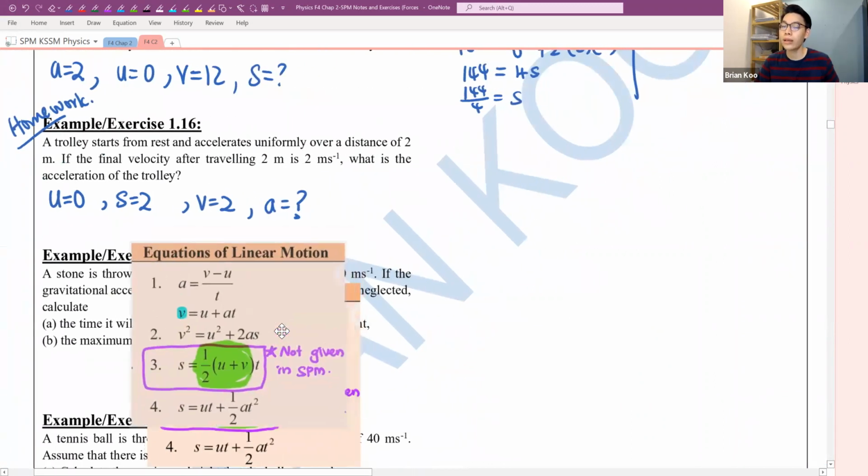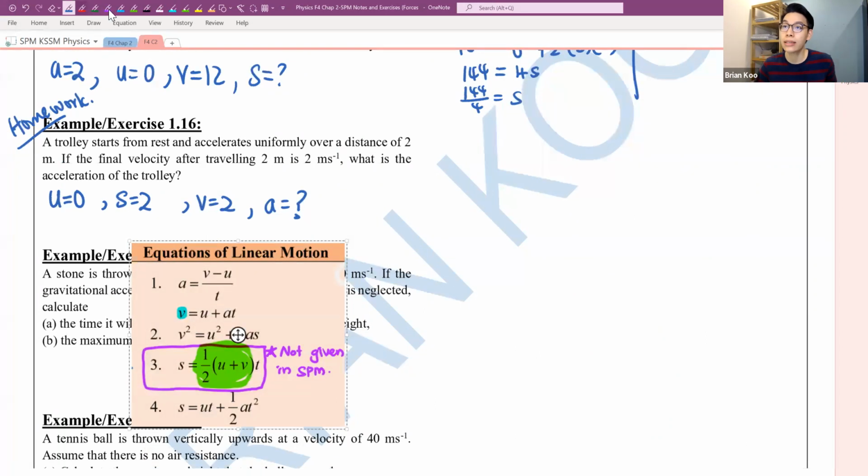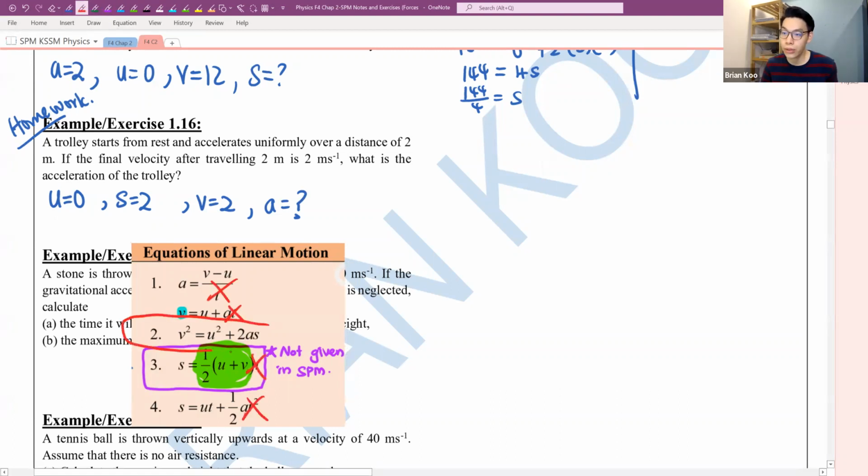Okay, I don't want the T. So you find those equations that have T. I don't want T, don't want T. Equation number 2. Okay, the selection of which equation I hope is not a big deal.